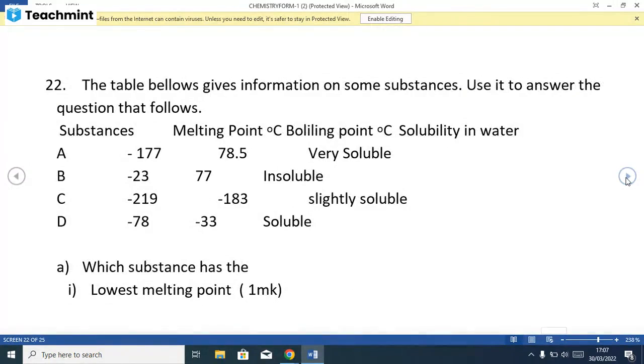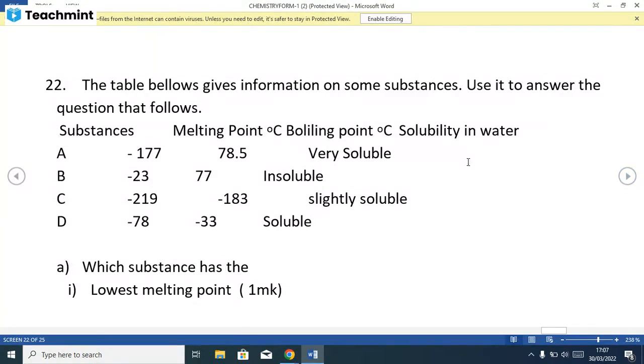Number 22. The table below gives information on some substances. Use it to answer the questions that follow. Read the question. We have the melting point, the boiling point, and solubility in water. A: which substance has the lowest melting point? Substance C.